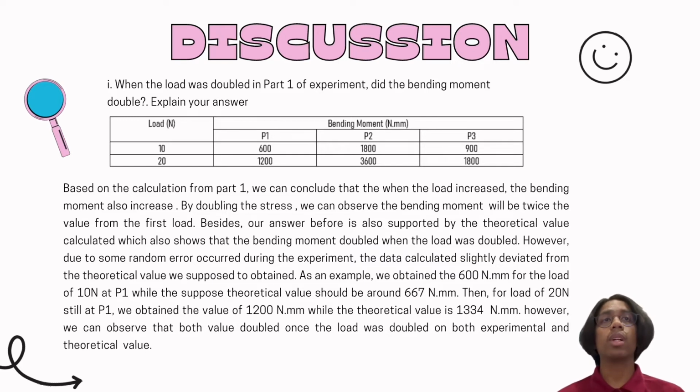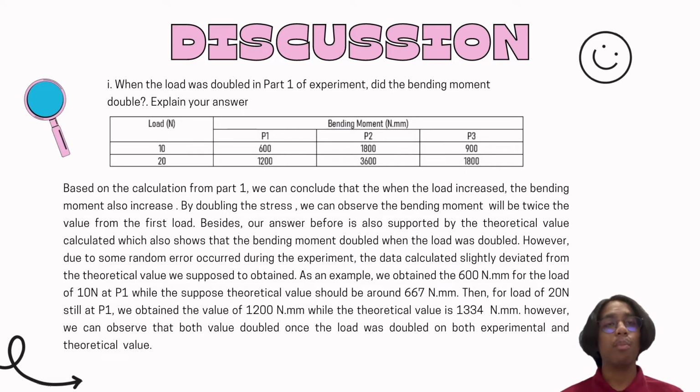From the data that we calculated, for a load of 10 Newton, the values that we obtained for P1 is 600, P2 is 1800, while P3 is 900. For a load of 20 Newton, we obtain P1 equal to 1200, P2 equal to 3600, and lastly P3 equal to 1800.